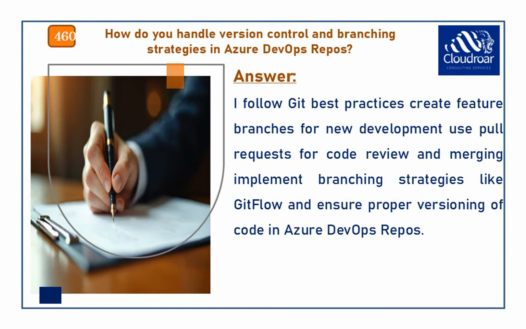Question 460. How do you handle version control and branching strategies in Azure DevOps repos? I follow Git best practices, create feature branches for new development, use pull requests for code review and merging, implement branching strategies like Git flow, and ensure proper versioning of code in Azure DevOps repos.